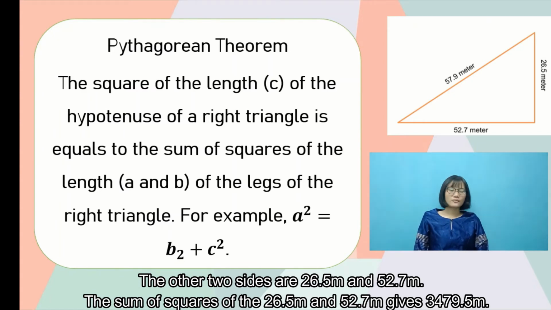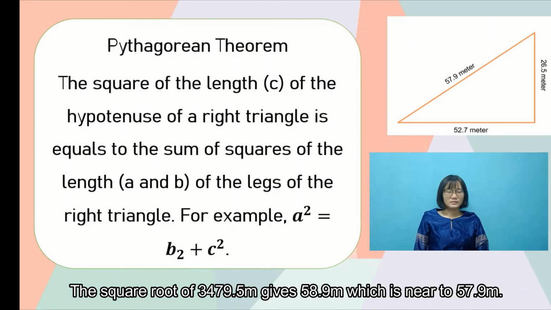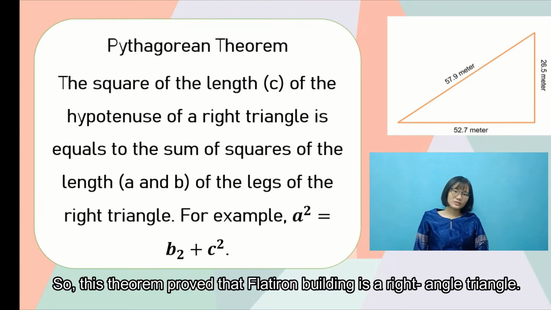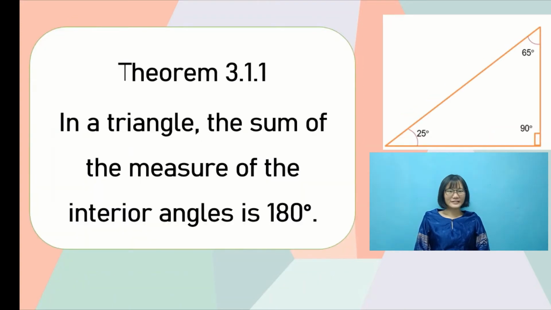The sum of the squares of 26.5 meters and 52.7 meters gives 3,479.5 square meters. The square root of 3,479.5 gives 58.9 meters, which is near to 57.9 meters. So this theorem proves that the Flatiron building is a right triangle. There is a 90-degree angle in the top view of the triangle. The acute angles of the top view are 25 degrees and 65 degrees.